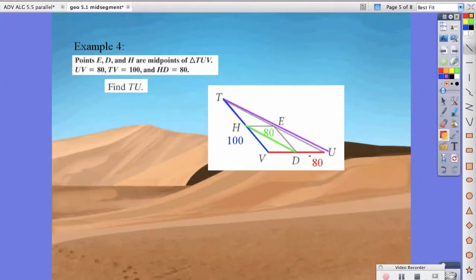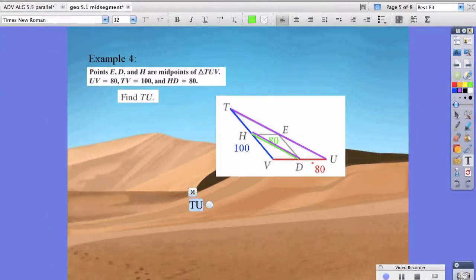It should be easy because TU is the base of the midsegment that relates to 80, which is this one. So if this is 80, then that must mean TU is equal to 2 times the measure of HD. And because HD is 80, that means TU is equal to 160. And then we're done.